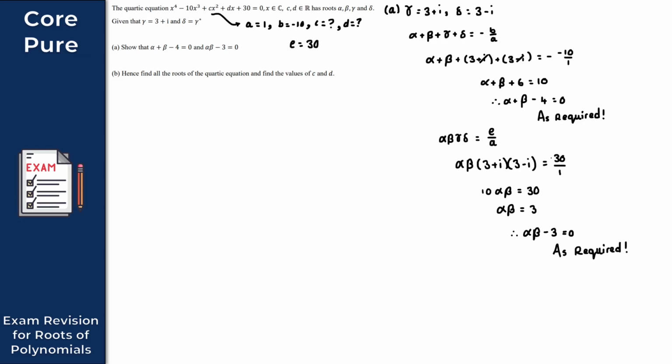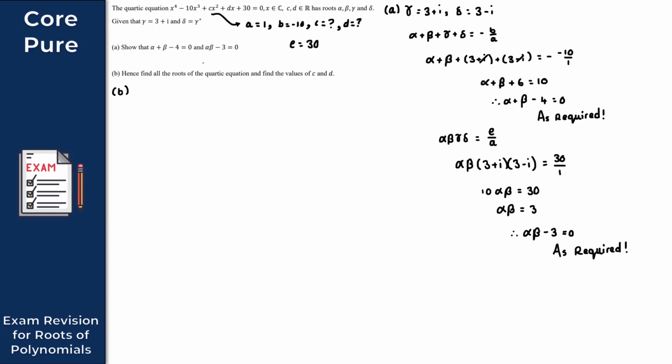So perfect, there we have it. That is the solution to part A. And now for the final part of the question, part B, it just says, hence find all the roots of the quartic equation and find the values of C and D. So for part B then, how do we do this?